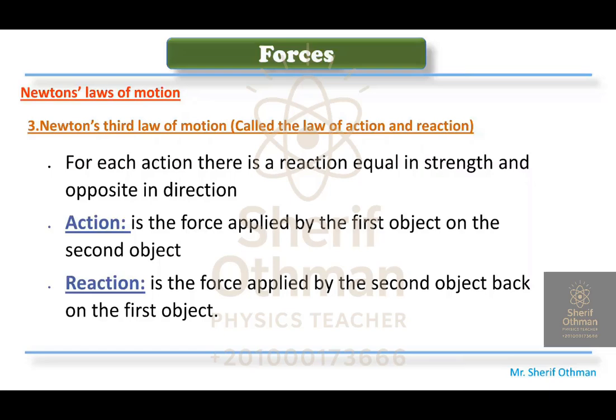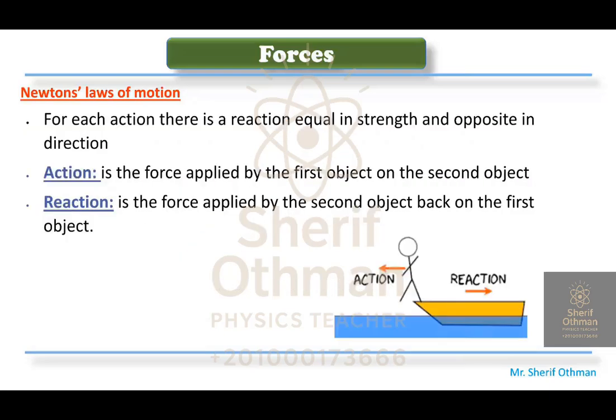The only condition to have a net force and calculate net force is when the forces are applied on the same object. If the forces are applied on different objects, even though they are equal in value and opposite in direction, they never cancel each other. So you can see the man jumping from the boat, applying action, and the boat going to move back as a reaction.